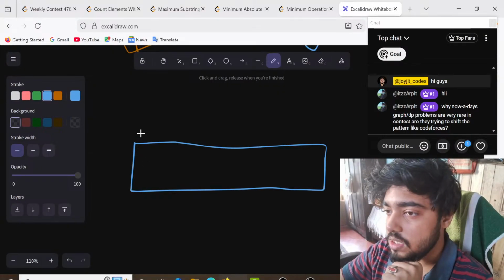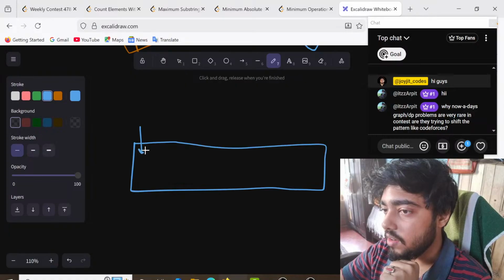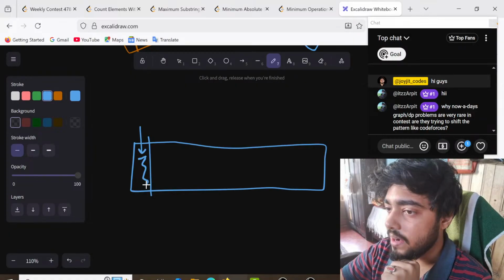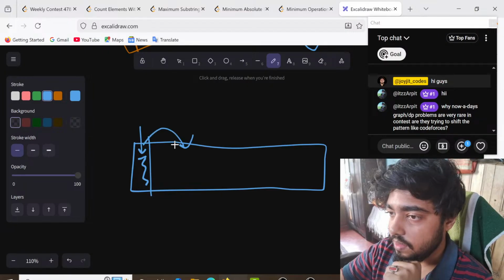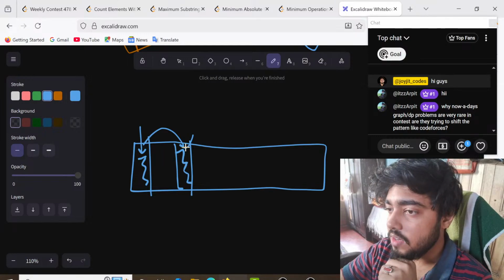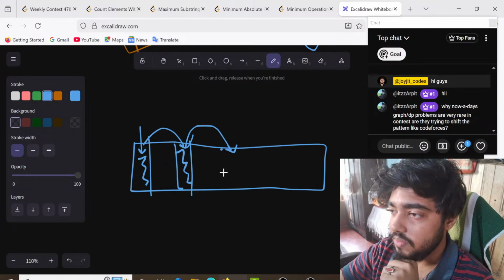So what you can do is, you know that the first substring will start with the first element only. Then you can find out the position where the first element is not there, and the next substring will start from that position. The position where both of them are not there, the third substring will start from that position. Correct? And so on. It is so simple.